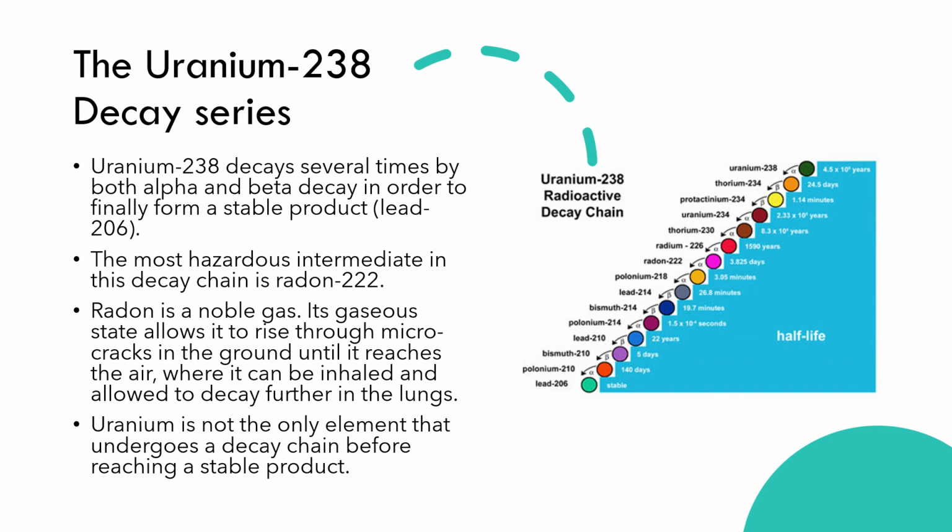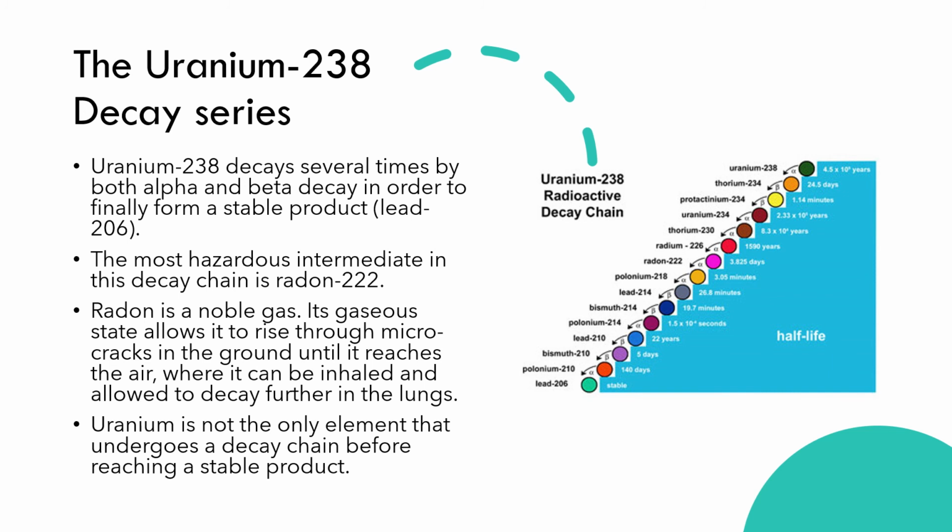Perhaps the most concerning intermediate form in terms of human health hazards in this decay chain is radon-222. Radon is a noble gas, and as a gas at normal temperatures and pressures, it can actually seep out of the ground, where most of the uranium is initially present, and into the air, where it can be inhaled by humans or other animals. If radon happens to decay in the lungs, it will change into polonium, which is a solid, and will be difficult to expel.